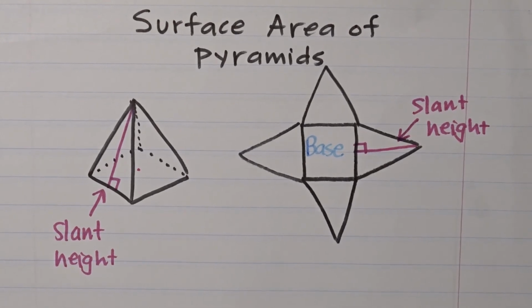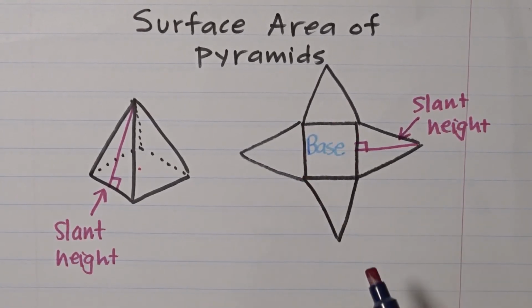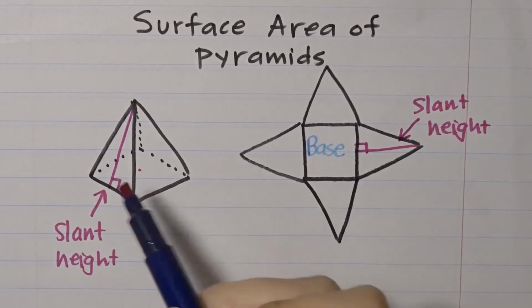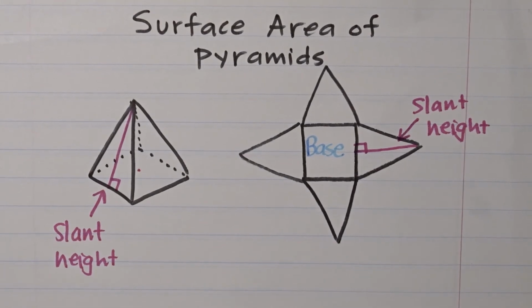When we're talking about the base of the pyramid, it's the entire square at the bottom, okay, not a linear distance. And then when I'm talking about the slant height, it's going to be the height of the side triangle.